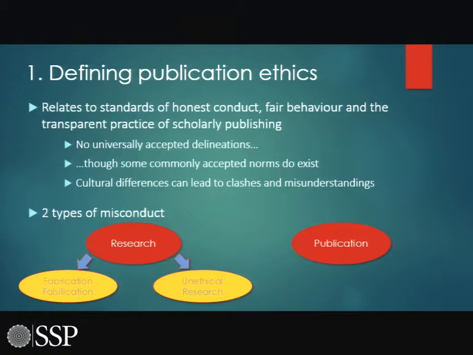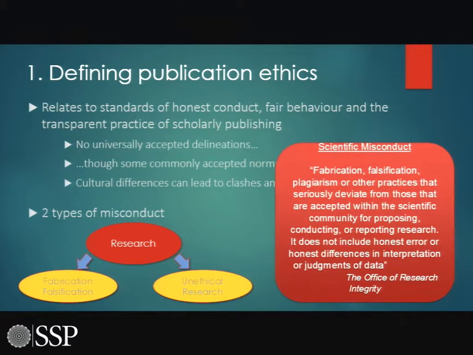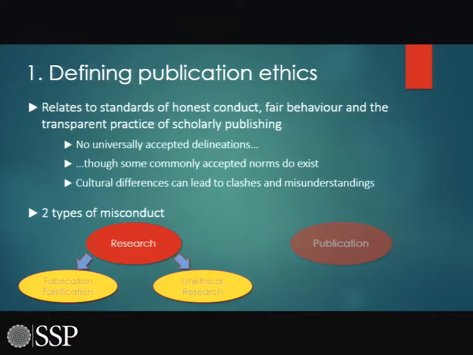Okay, so typically misconduct can be broken down into two areas. There's research misconduct, which is falsification, fabrication, unethical research, and then there's the publication side. Just very quickly, scientific misconduct could be defined as follows. That's from the Office of Research Integrity. And of course, that's a major issue. Often institutions have to get involved to deal with that. A journal typically would not, in isolation, handle falsification and fabrication issues, okay? But we're going to look at publication, okay?